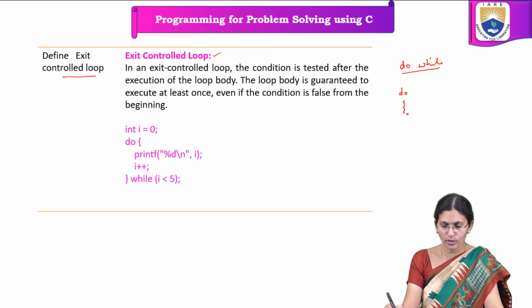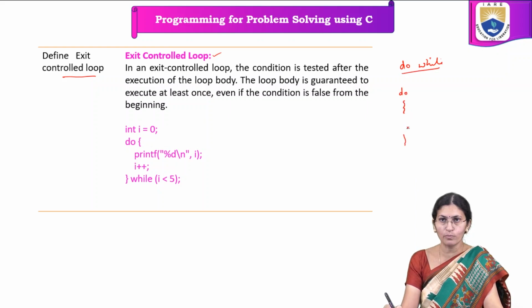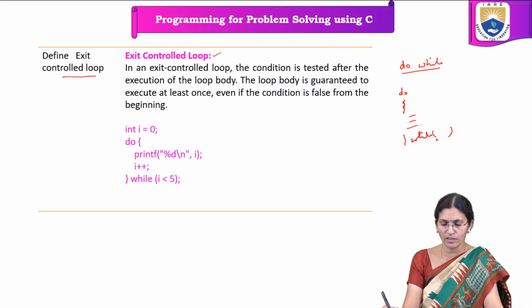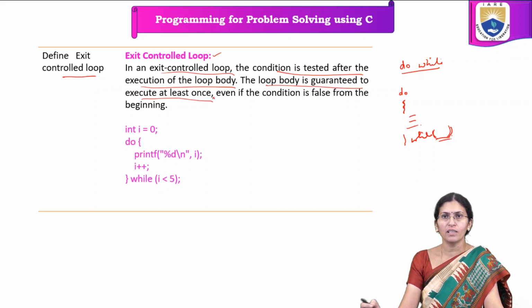First, whatever the statements are there inside the do, those statements are executed. After that, the condition is checked which is given in the while loop. Therefore it is called an exit control loop. So the condition is tested after the execution of the loop body. The loop body is guaranteed to execute at least once, even if the condition is false from the beginning.